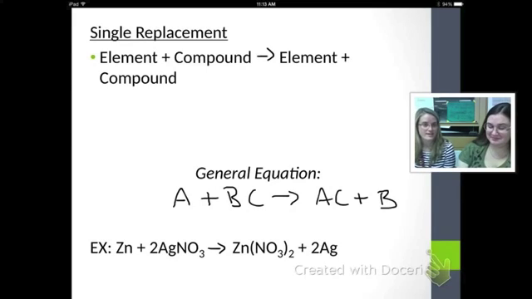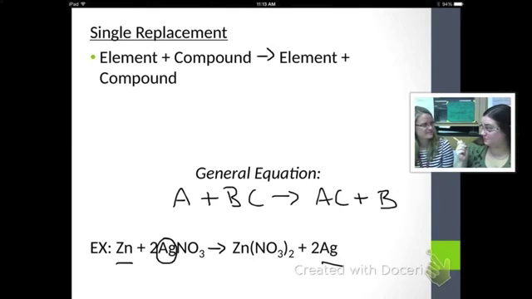Too cool. Alright, and if you're in pre-AP, you're going to have to be predicting products for this. Super fun. So let's look at the equation down below and take a glance at how they do their switcheroo. So we start with zinc, and it reacts with silver nitrate. And then all of a sudden we produce zinc nitrate and then just silver all by itself. So we had a single element switch out and make a new single element. So it's switching with this one. Because those are both metals.